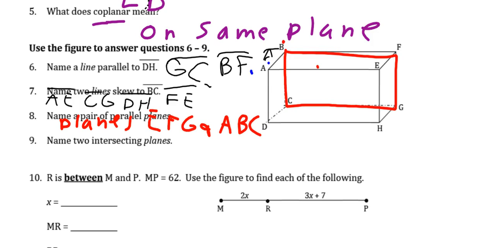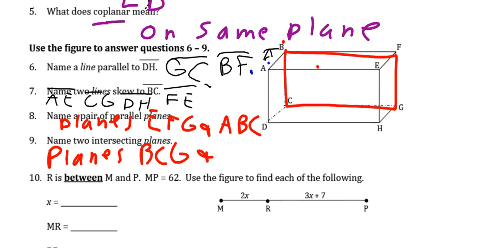Now, two intersecting planes. Planes meet at a line or line segment. Okay? So for example, what's going to touch the back wall? Well, the ceiling, the left wall, the right wall, and the floor. Okay? So pretty much everything intersects the back wall except for the front wall. So if I wanted to stick with BCG, that's one plane, and just pick anything that touches it. So basically anything but the front will work.